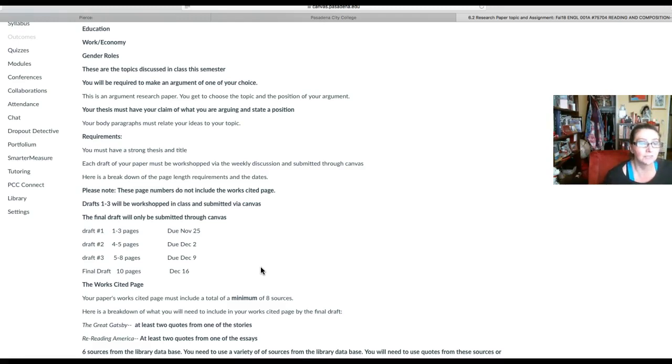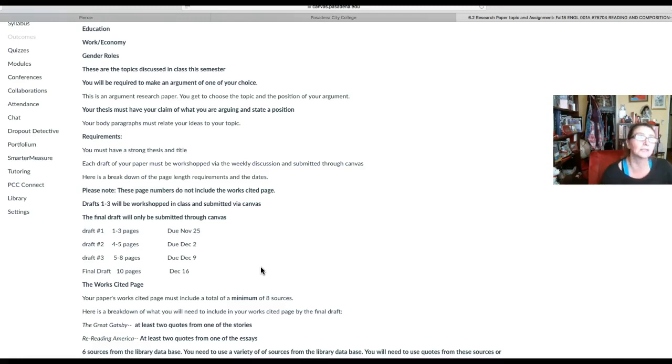6 sources from the library database. So that's by the time we get to the last draft, and you need to use a variety of sources from the library database. You will need to use quotes from these sources or paraphrase them. So you can use Art Store, you can use Opposing Viewpoints, you can use EBSCOhost, you can use Films on Demand, you can use SIRS Knowledge, you can use EBSCO, I think I said that before. So just a variety of sources.